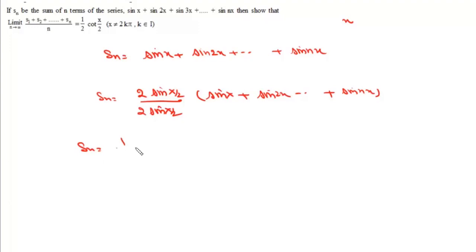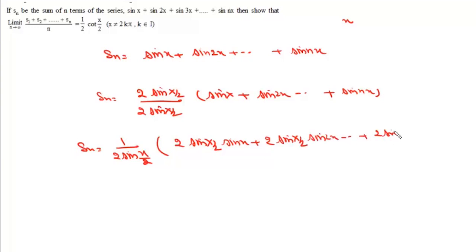Now this is 1 upon 2 sin x by 2 and will be 2 sin x by 2 into sin x, 2 sin x by 2 into sin 2x, up to 2 sin x by 2 into sin nx.